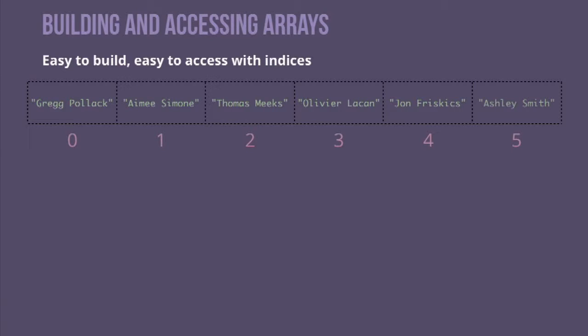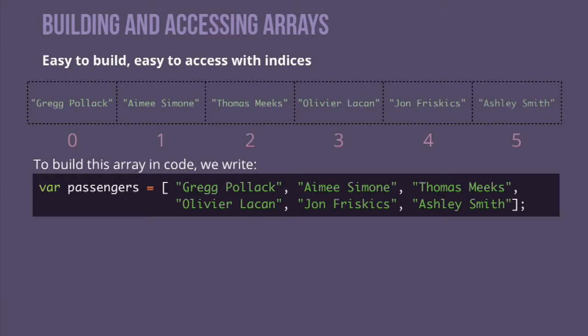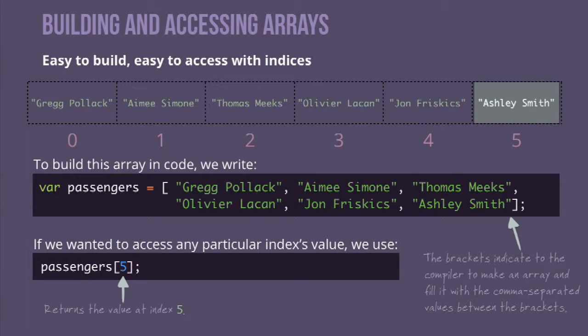So if we wanted to build this 6-cell string array, we could make a variable called passengers, and then using a set of square brackets, build an entire list of the strings that we would like inside of our array. When the array is built internally, it will automatically place each of the strings in order into each of the array's indices in order. If we wanted to access any particular index's value, we would use the notation, for example here, passengers 5. And that says to return the value at index 5. If we did that here, we would get Ashley Smith, which is obviously in the very last cell of our array.